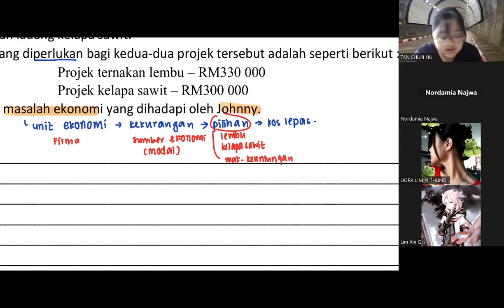So let's say they choose lembu, okay. So what happened to the kelapa sawit? If they choose lembu, kelapa sawit is what? Kedua terbaik lah, second the best. Second the best will become cost lepas. This is the flow of how you got to answer your questions.